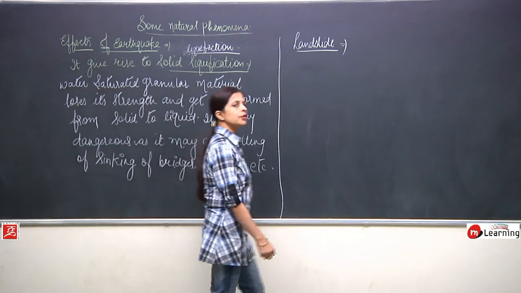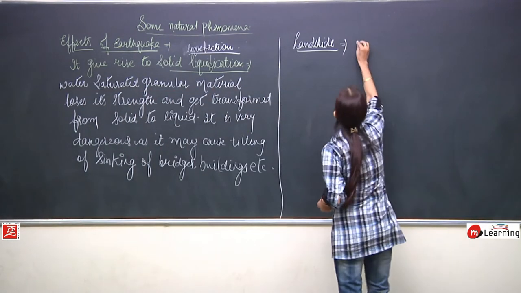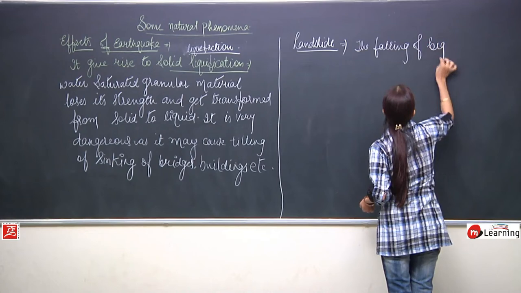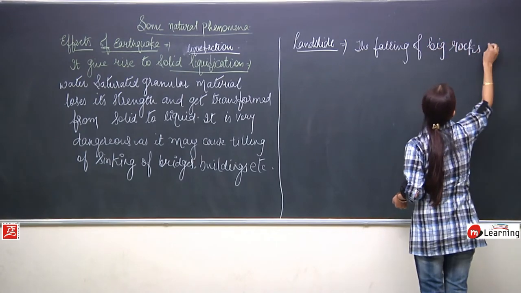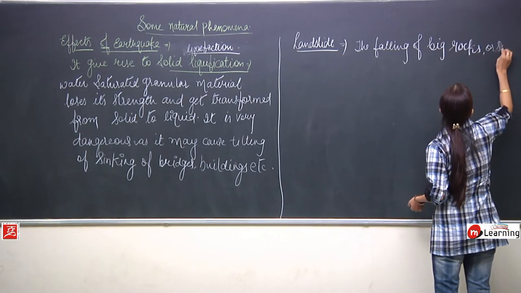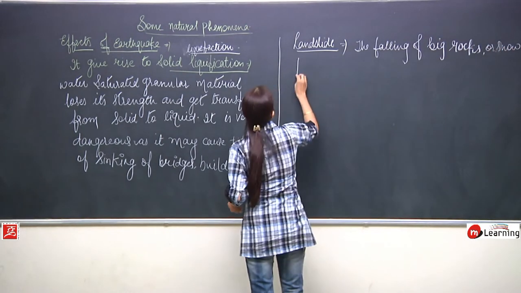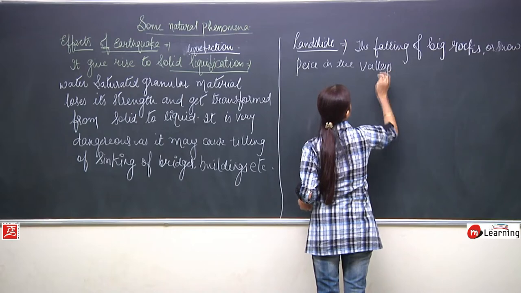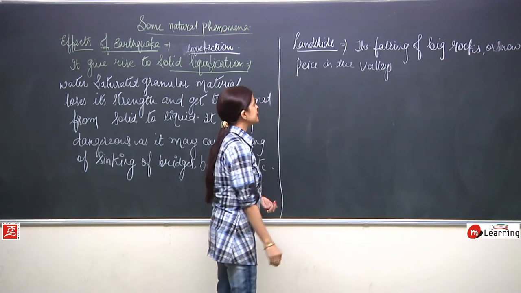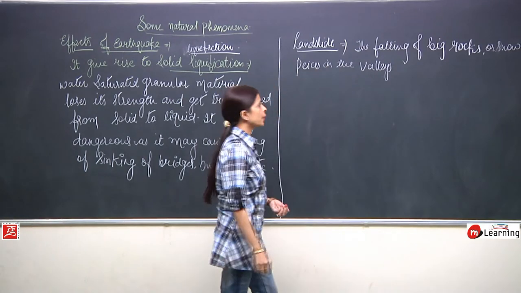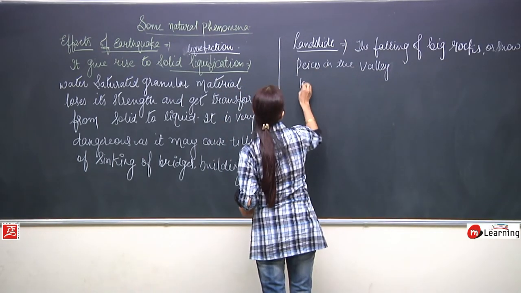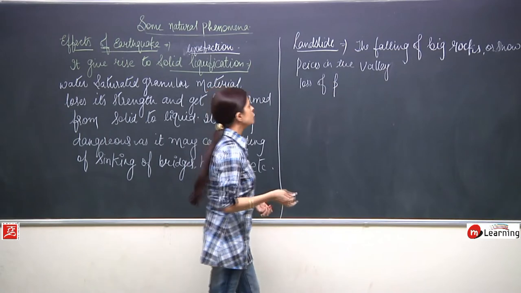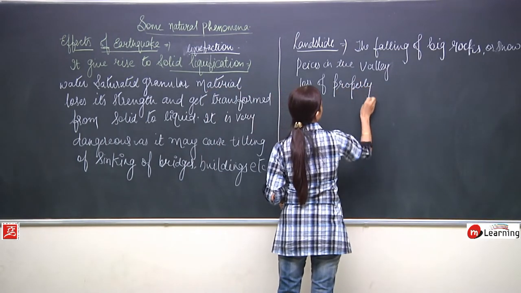So what is landslide, children? The falling of big rocks or snow pieces in the valleys. Okay, so what happens, children, due to this? Loss of what? What happens when these fall? So loss of property and lives.